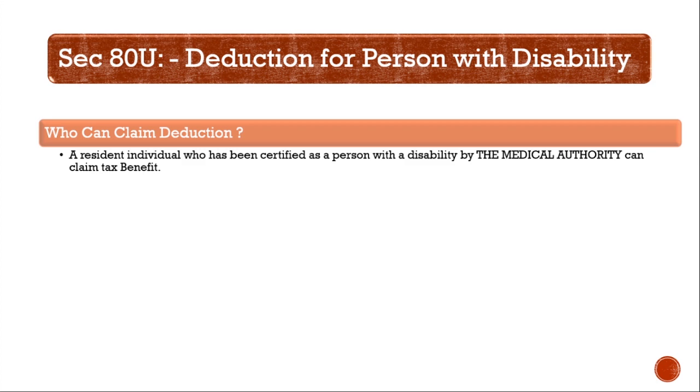Then, what are the types of disabilities covered here? Let me give you examples of disabilities covered here: blindness, leprosy, low vision, autism, mental illness, etc. But make a note that the person must be suffering from at least 40% of these disabilities. Then you might be getting a small idea that this section is applicable to a resident individual who is suffering with 40% of the specified disabilities. Yes, you are partly correct. But there are some conditions to be fulfilled.